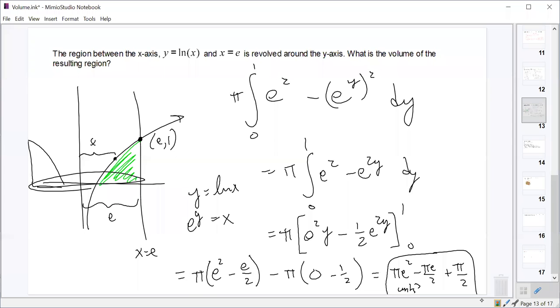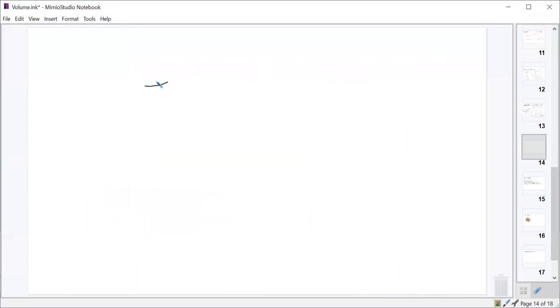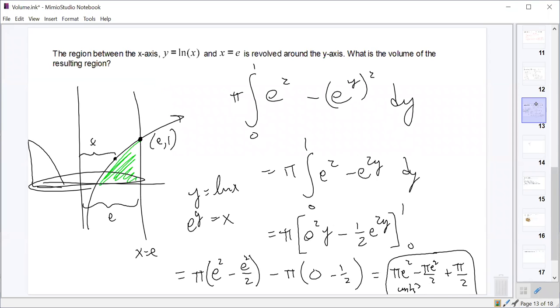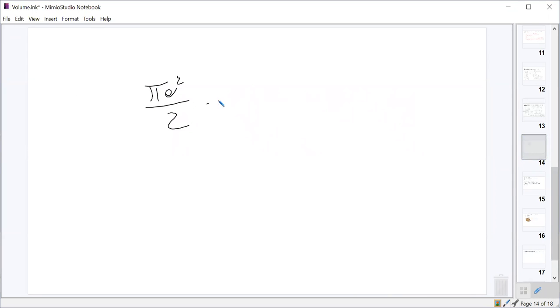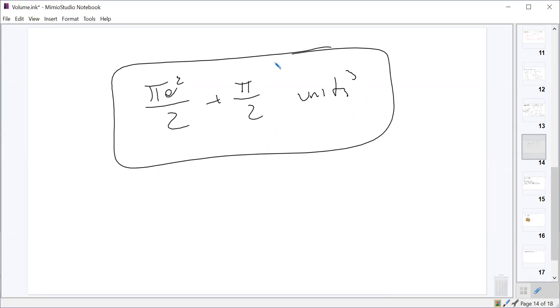Why wouldn't it be minus e squared over 2? Minus e squared over 2. Oh, because I don't know how to multiply 2 times 1, apparently. So there we go. Good? Better now? So we could combine those. Pi e squared minus pi e squared over 2. What does that become? It should become pi e squared over 2, right? Plus pi over 2. Does that look better to everybody?